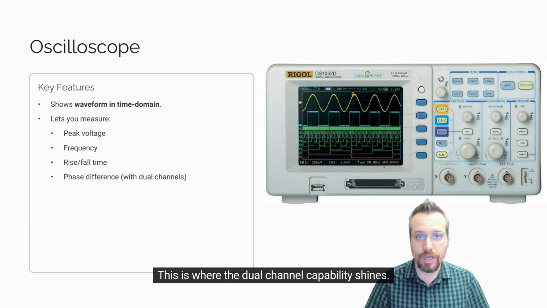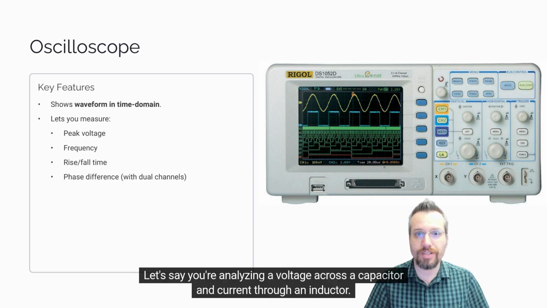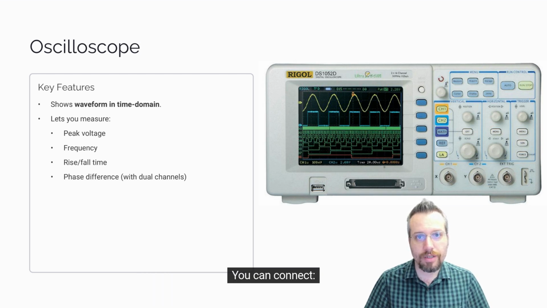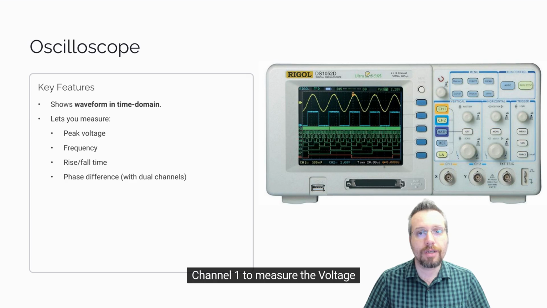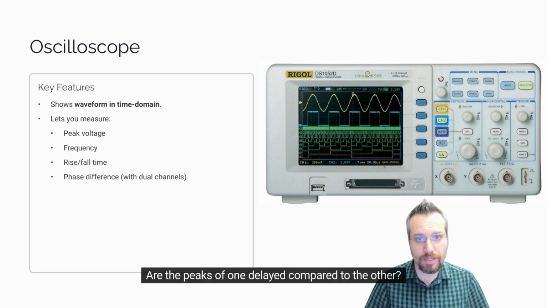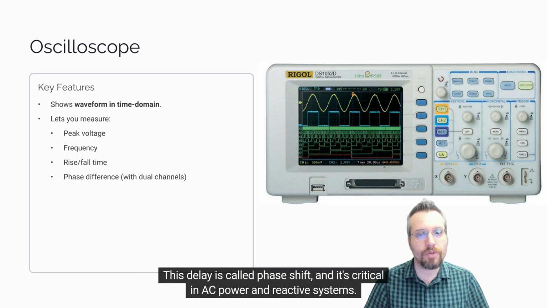This is where the dual-channel capability shines. Let's say you're analyzing a voltage across a capacitor and current through an inductor. You can connect channel 1 to measure the voltage and channel 2 to measure the current. Now observe how the waveforms align in time. Are the peaks of one delayed compared to the other? This delay is called phase shift, and it's critical in AC power and reactive systems.